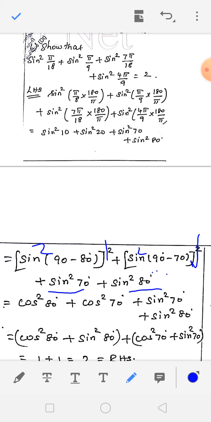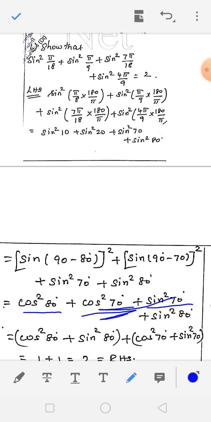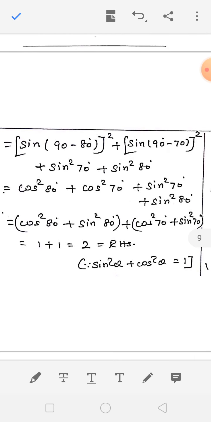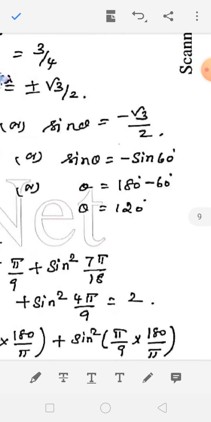Here sin² 70 plus cos² 70 degree, what is the value? We know that sin² theta plus cos² theta is equal to 1. As well as for any theta value, it's the same. So sin² beta plus cos² beta is equal to 1, sin² alpha plus cos² alpha is equal to 1, as well as sin² 70 degree plus cos² 70 degree is equal to 1, sin² 80 degree plus cos² 80 degree is equal to 1. 1 plus 1 is equal to 2. This is what we wanted, the RHS, 2.